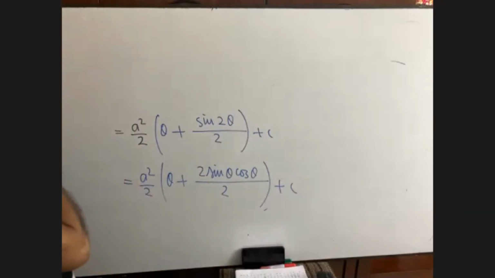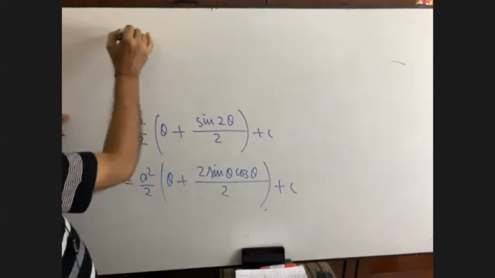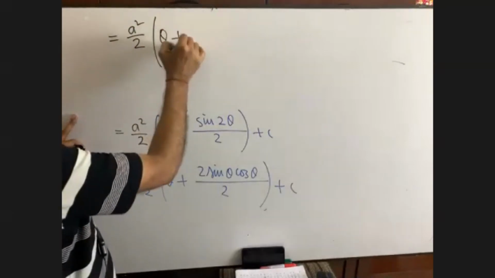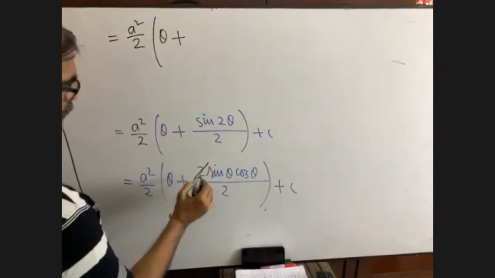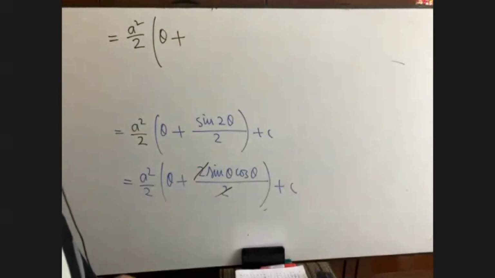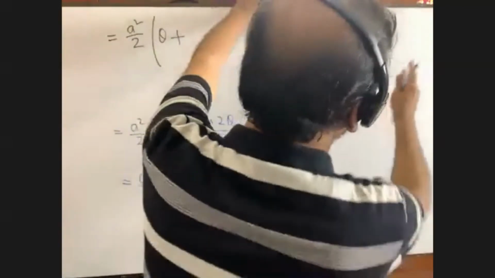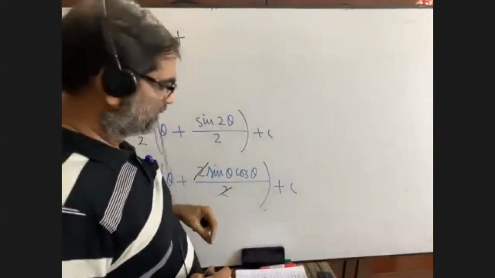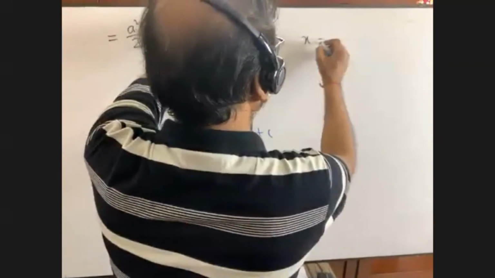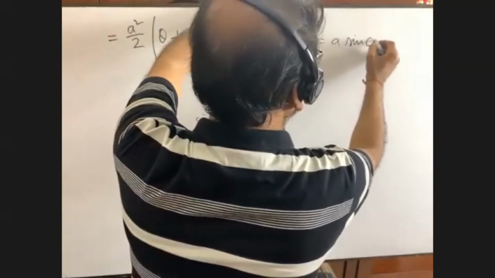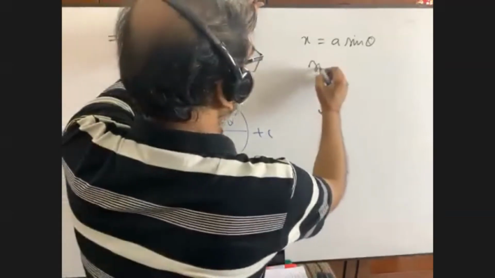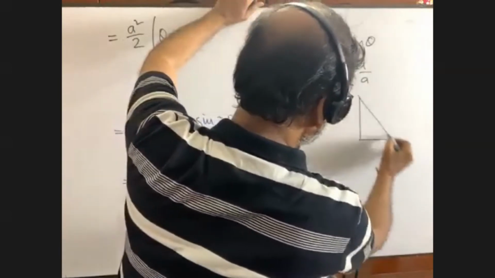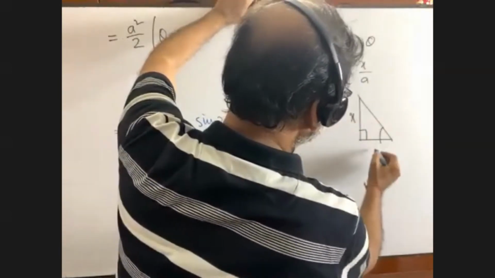Okay. Now we are again getting a square by 2 theta plus, we are getting these 2 omitted. Now what I laid at first, can you please let me know? Hello everybody. At first I laid x equals to what? X equals to a sine theta. So from here we are getting sine theta equals to what? X by a. Very good. X by a. This is x, this is a, right?